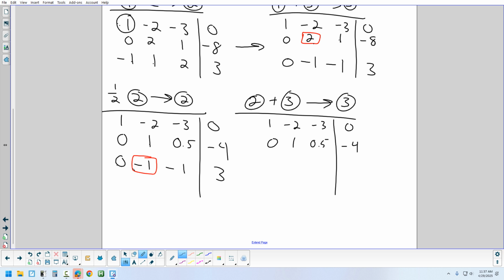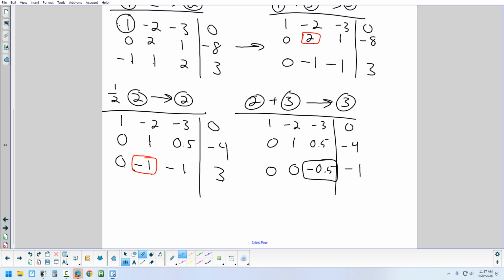What's 0 plus 0? 0. What's 1 plus -1? 0. What's 1/2 plus -1? -1/2. And what's -4 plus 3? -1. All right, so we've got the 1, we've got the 0, we've got the 0. We've got the 1, we've got the 0. The only thing we don't have is a 1 right there.